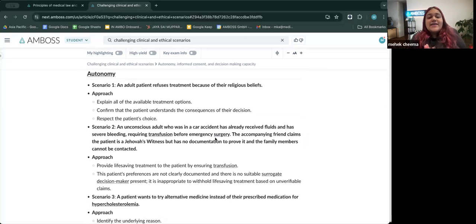So, an adult patient refuses treatment because of their religious beliefs. This is a very common question that usually comes in, I'd say, MLE, but also in India. Now we're talking about it a lot in community medicine. So when a patient, and I'll give you an example, right now Navratri is happening, right? And a lot of people in India are vegetarians.